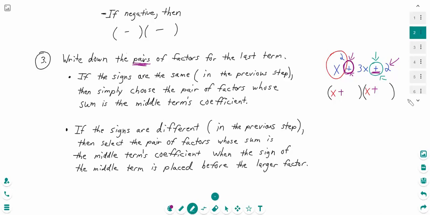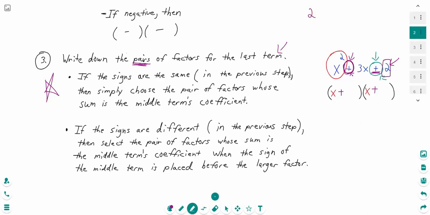All right, so in this particular case, we say the signs are the same, so we're going to choose to do this part of step 3, because they're the same. We're going to simply choose the pair of factors whose sum is the middle term's coefficient. Okay, so getting back to the first part of step 3, we need to first write down the factors of the last term. Now, the factors of the last term, well, the last term is 2.